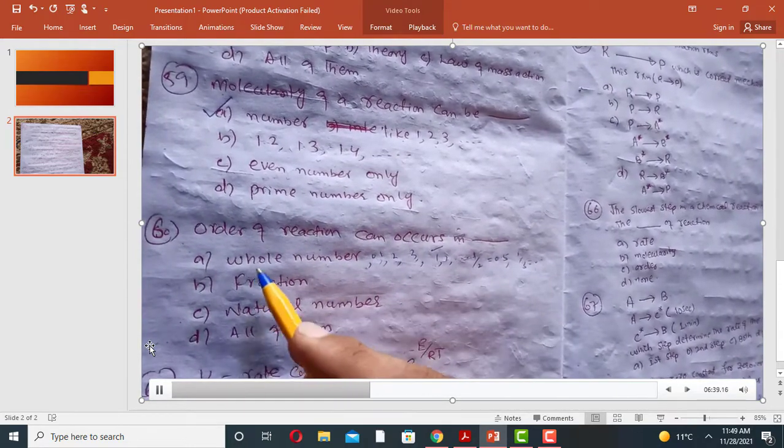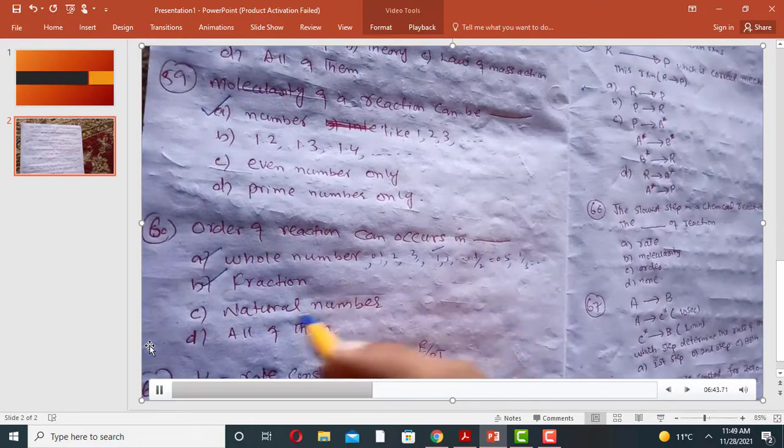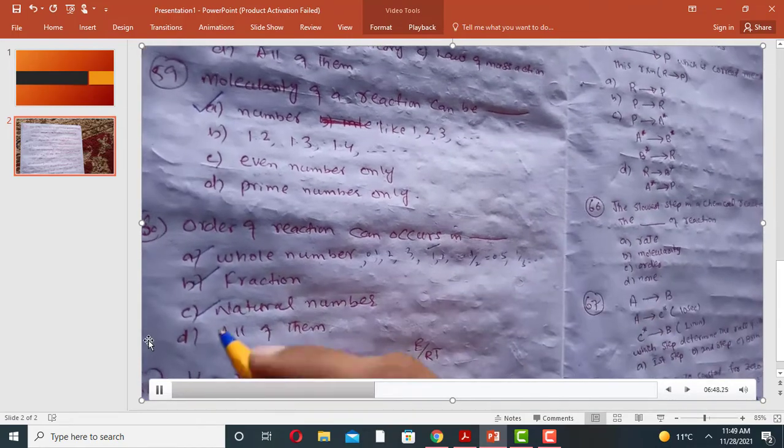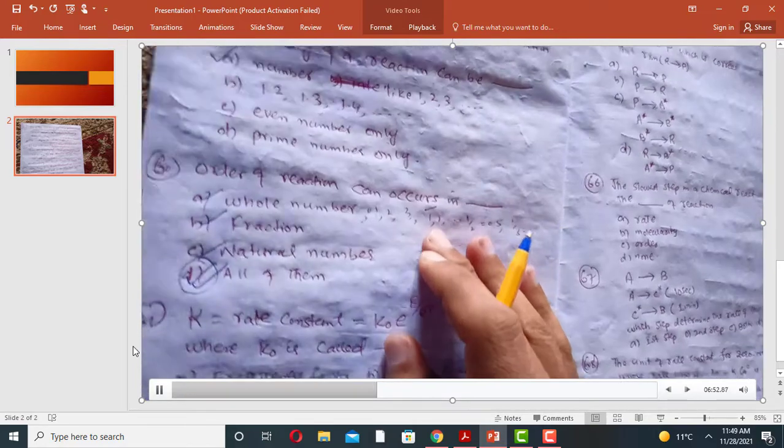Can order of reaction occur in whole numbers? Yes. Can it occur in fractions? Yes, 0.5 order can also occur. Natural number? Yes, because every whole number is a natural number. So all of them is the correct option.